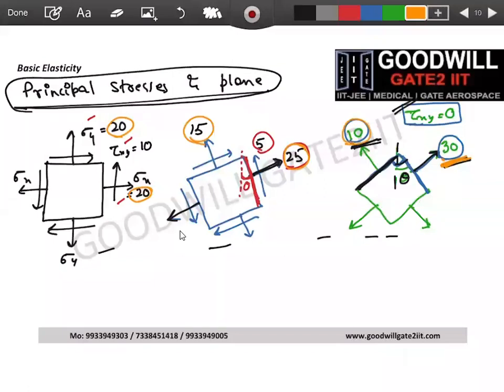Always when you want to design a structure, you want to calculate the maximum stress, right? The maximum problematic zone. That is what principal stress is, right? Do you agree on this? Understood this, Tushar? I hope I have answered your question.